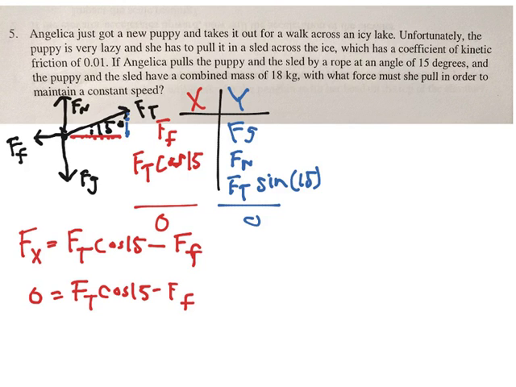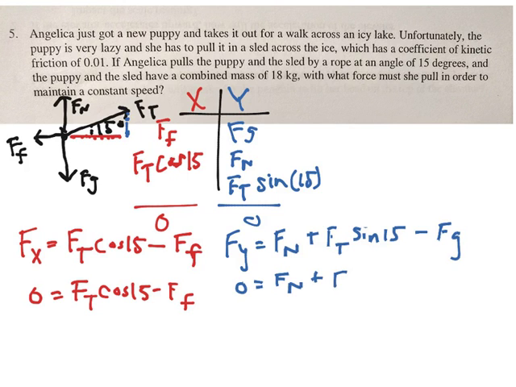Same thing is true for the Y. The sum of the forces in Y is equal to the up forces first. So it'd be the normal force plus, because it's in the up direction also, the force of our tension times sine of 15, and then minus our force of gravity because it's down. And again, all of this will be equal.